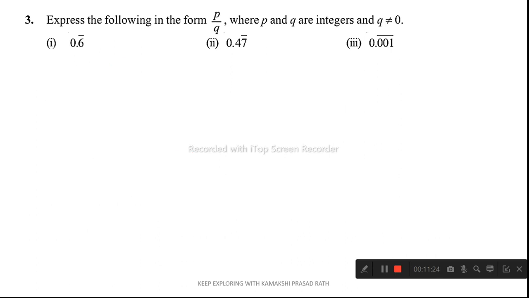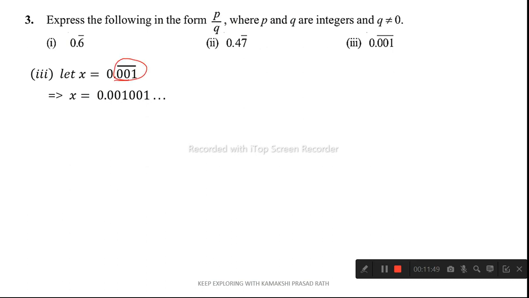Next, 0.001 with the bar. So the whole block of three digits, 001, is repeated. So x will be written as 0.001001 and so on. 001 is repeated every time. Now, is there any place that is not repeated? We do not have anything, so we'll directly focus on the repeated place.